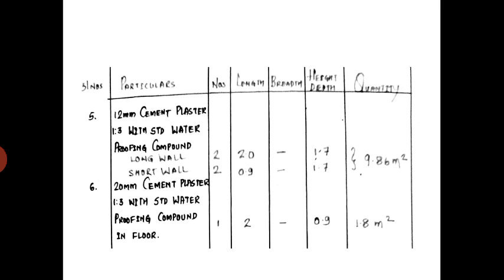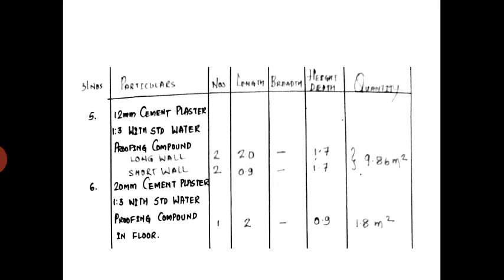Now we'll move on to the 12 centimeter cement plaster with 1:3 standard water, and they have given the proofing compounds also. If you see the long wall method and the short wall method, if you apply it, there are two numbers. One is of length 2 meters. Of course, breadth is not there for the cement plaster, only thickness. If you say, that is 1.7.